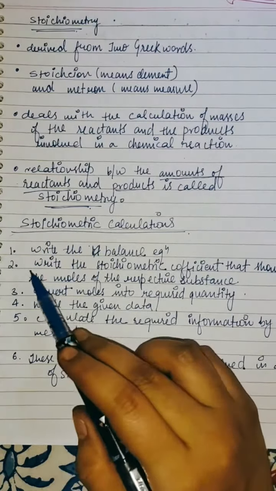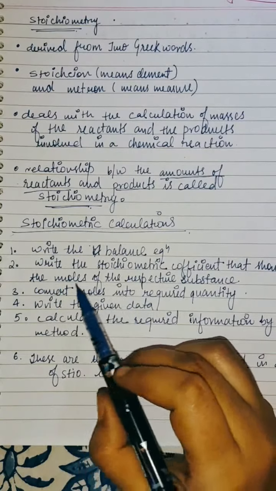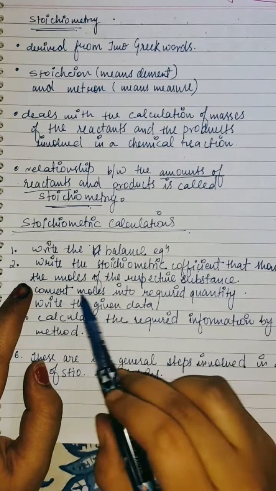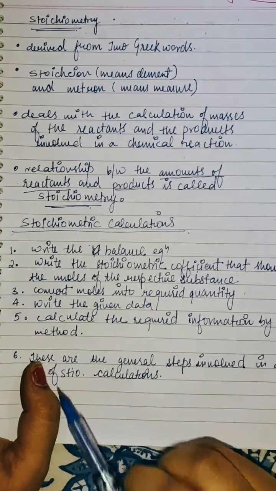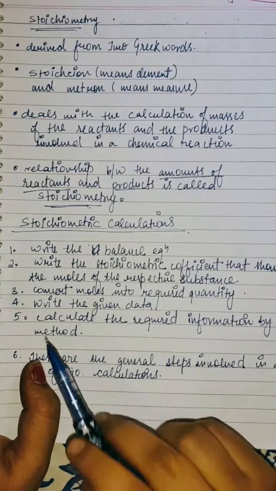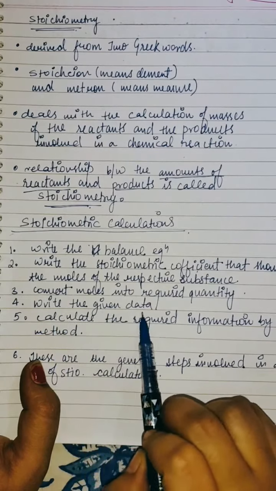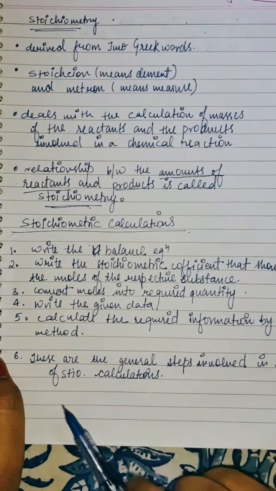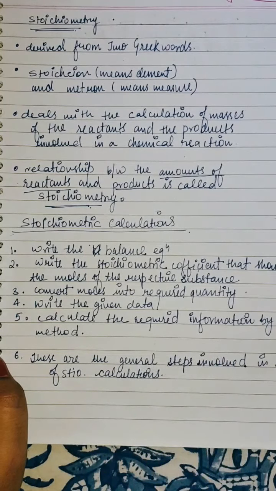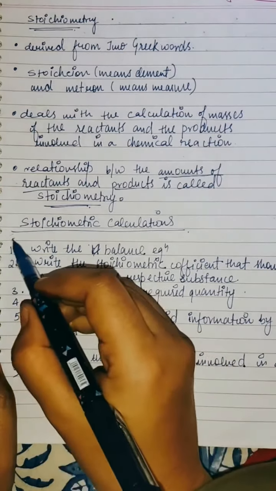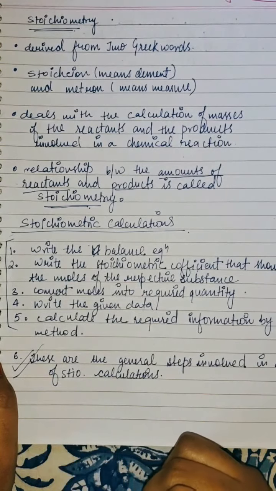The first one is to write the balanced equation. The second step is to write the stoichiometric coefficients that show the moles of the respective substances. After that, convert the moles into the required quantity. Fourth, write the given data. Fifth, calculate the required information by the unitary method. So these are the general steps which are involved in all types of stoichiometric calculations. On the basis of this we are solving some examples.